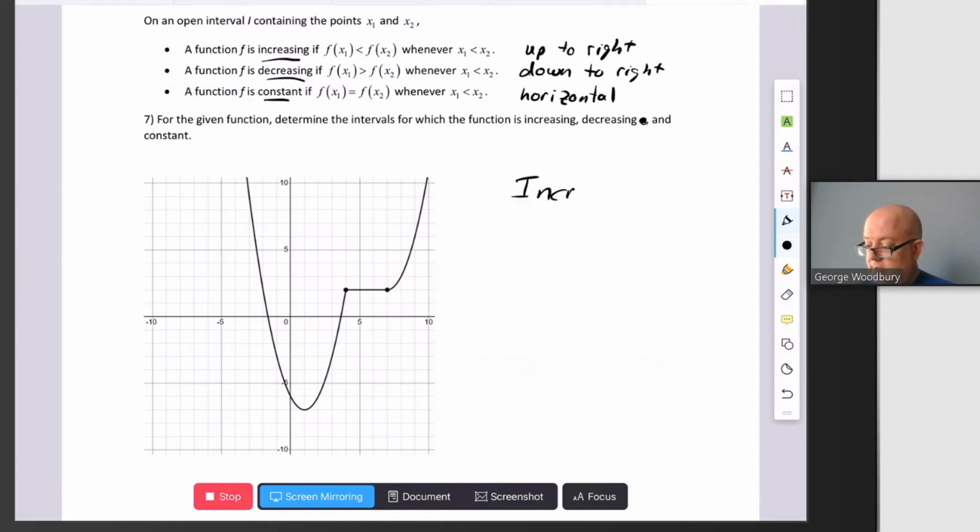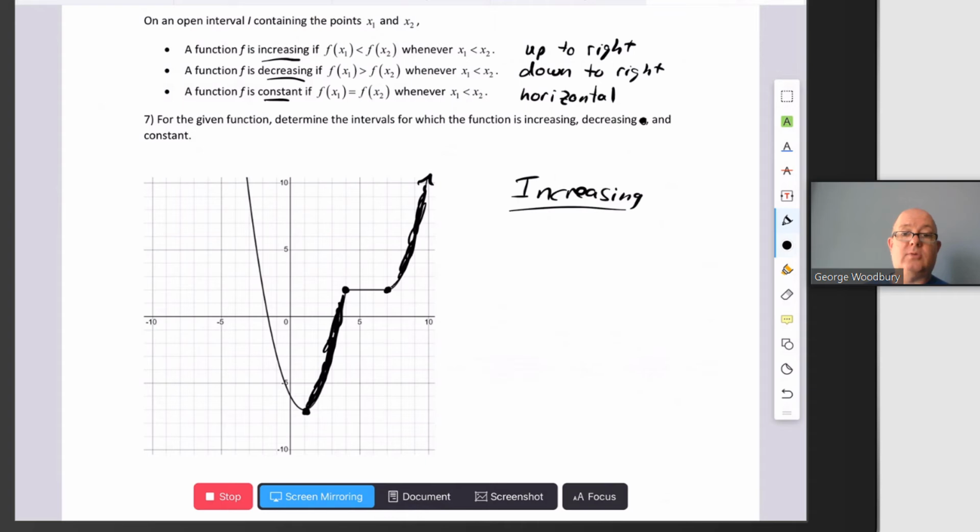Let's begin with increasing. So where is it moving up to the right? Well, it's moving upward to the right from this point at the bottom of this parabola-looking shape to this point where the horizontal line begins. And then it's also going up to the right from the end of the horizontal line to the right. So the areas that I'm interested in, let me just shade these in a little bit more, is this part of the curve and this part of the curve.